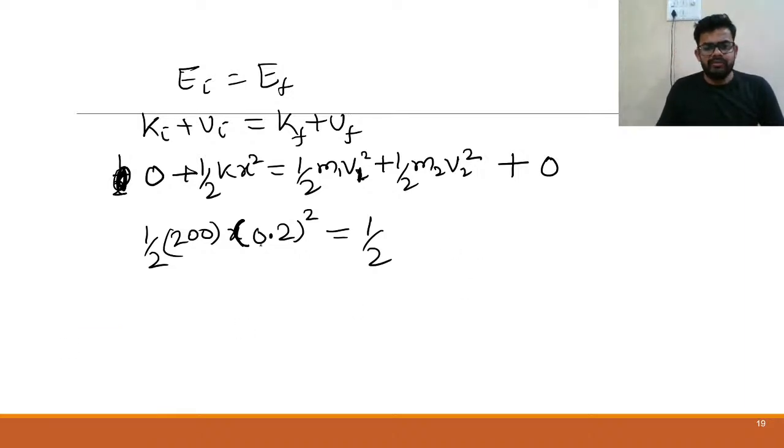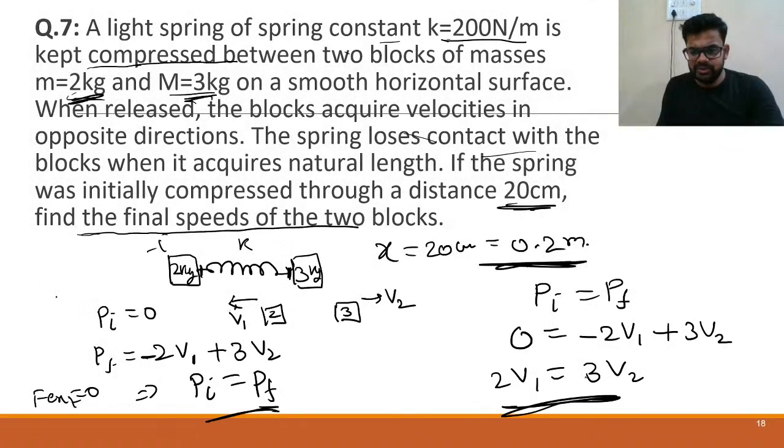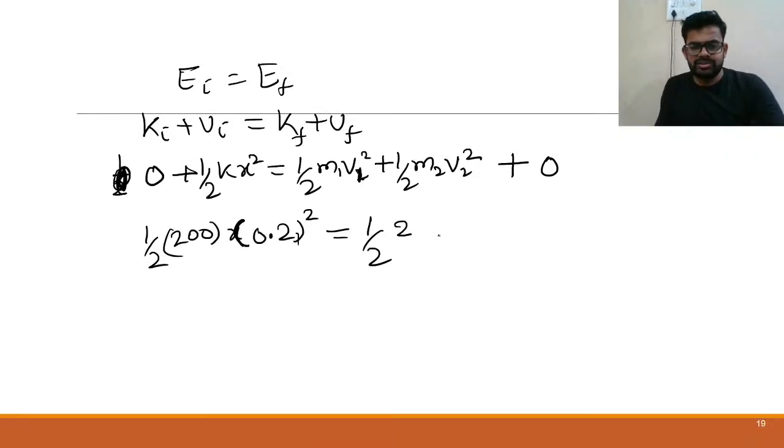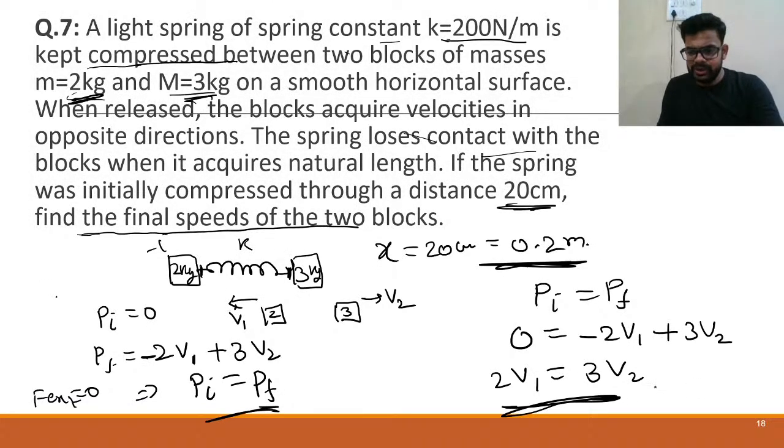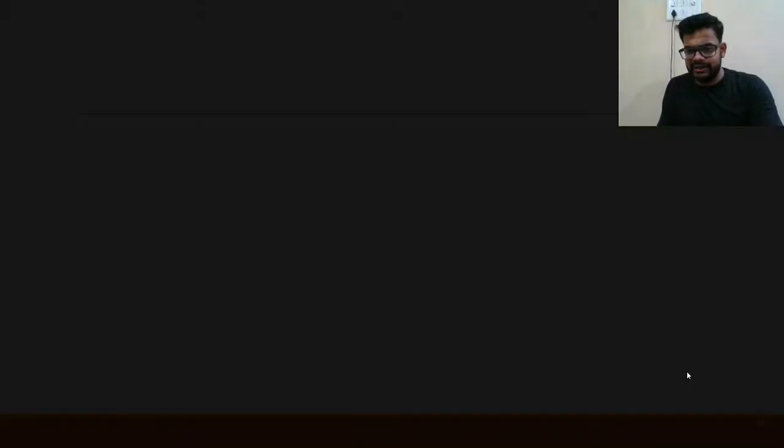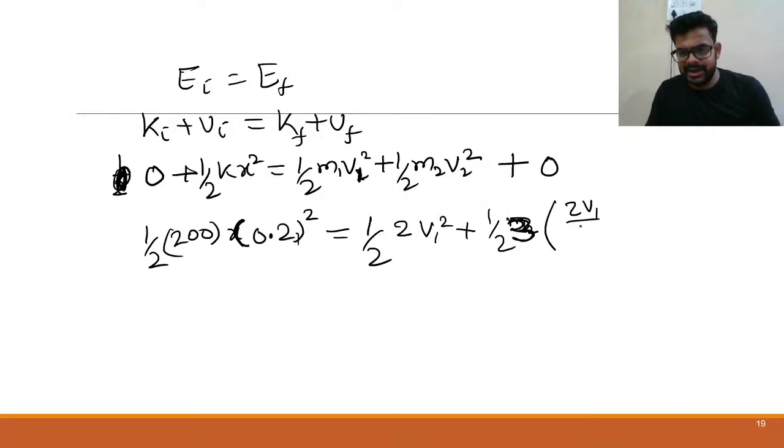The value of m1 is 2, into v1 square. Here it is written 2v1 equals 3v2, so I am writing 2v1 square plus half m2. M2 means 3 kg, into v2 square. The value of v2 can be written as 2v1 by 3, so I'm writing 2v1 by 3 square. Just simply we'll solve it, nothing else.